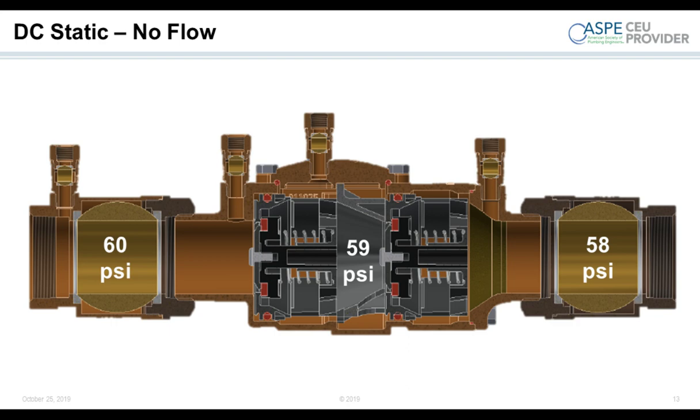So here you can see a cutaway of a small diameter double check assembly. There's a couple red discs in there. Those are the soft seat. They're up against a hard lip, which is your hard seat. Those affect the seal in those checks.